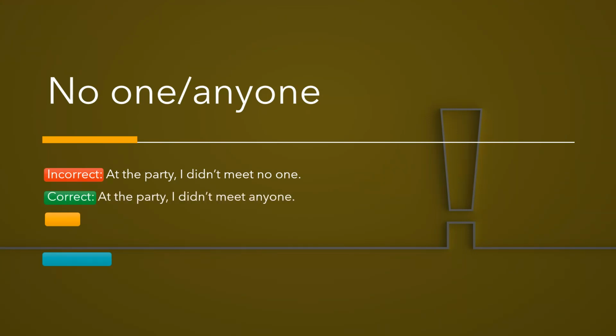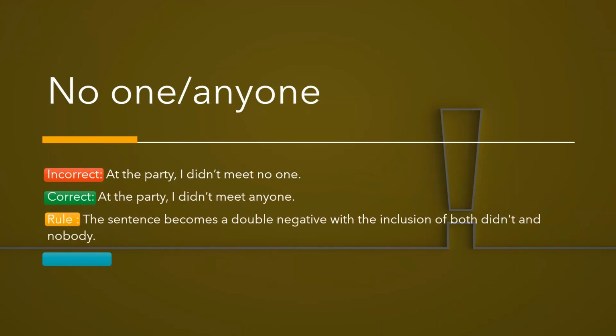No one, anyone. At the party, I didn't meet no one. At the party, I didn't meet anyone. The sentence becomes a double negative with the inclusion of both "didn't" and "no one". Examples: I don't talk to anyone in the evening. I like no one in their family.